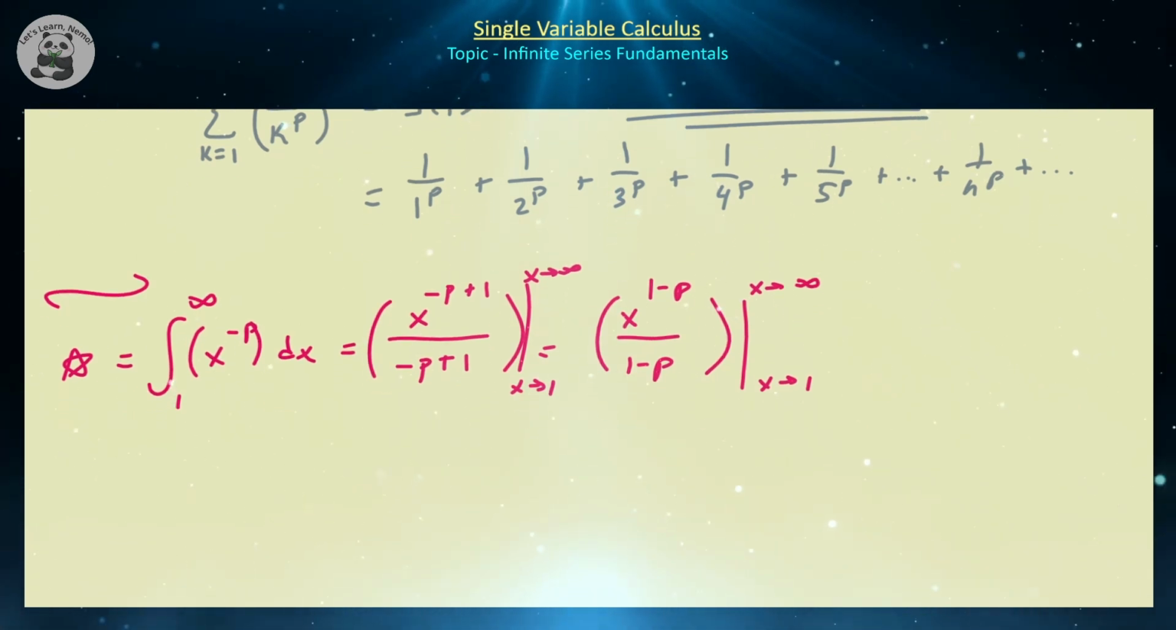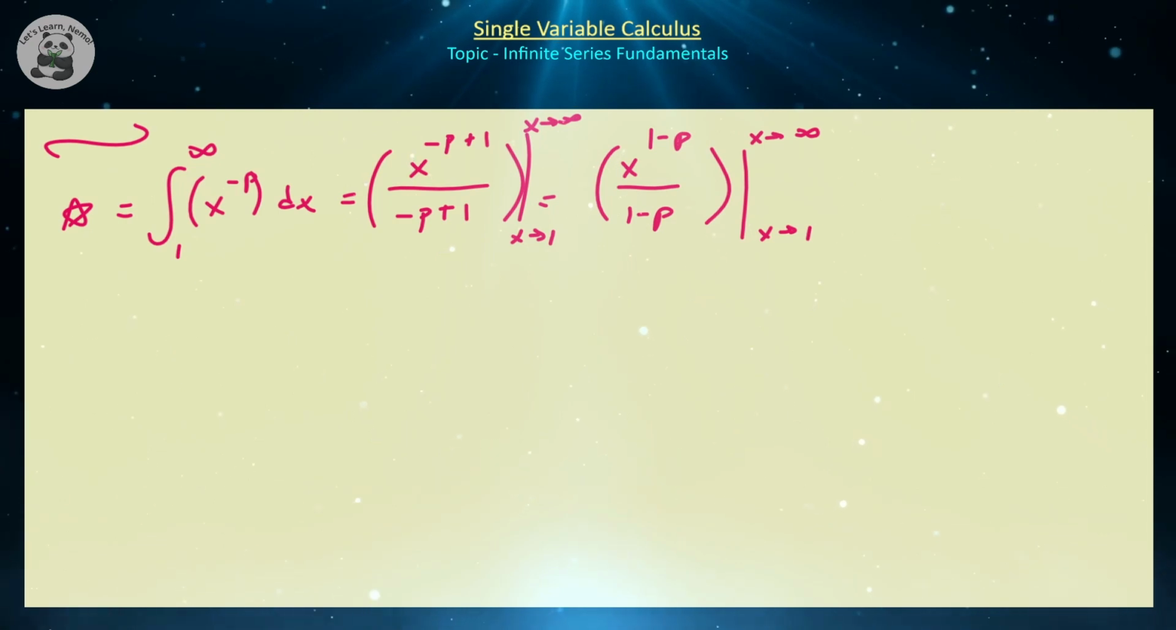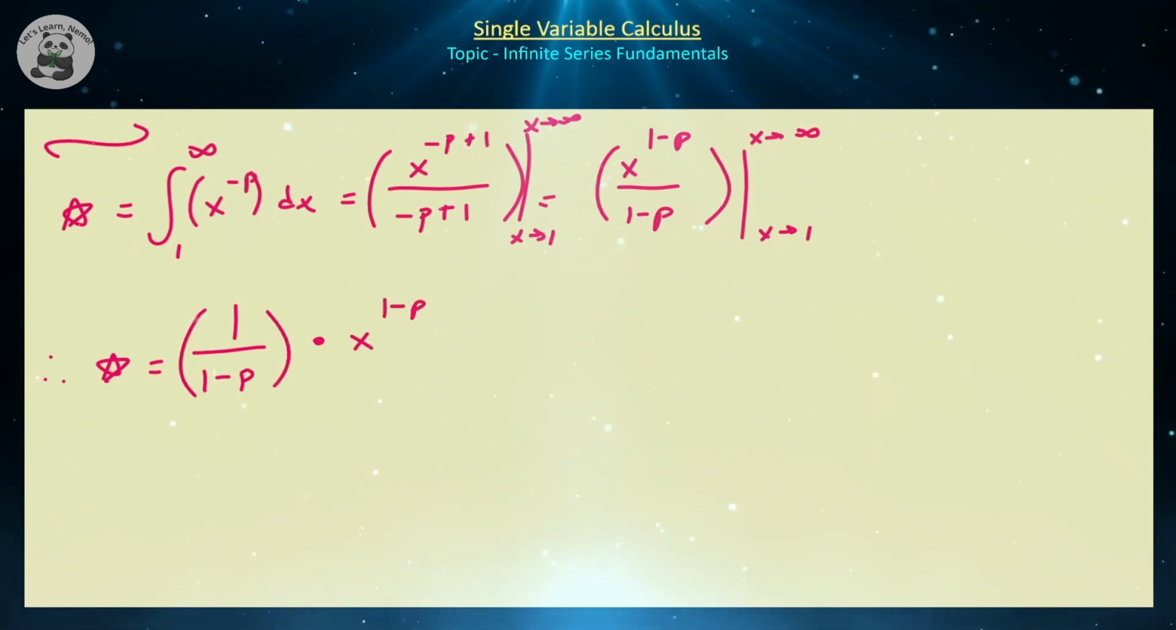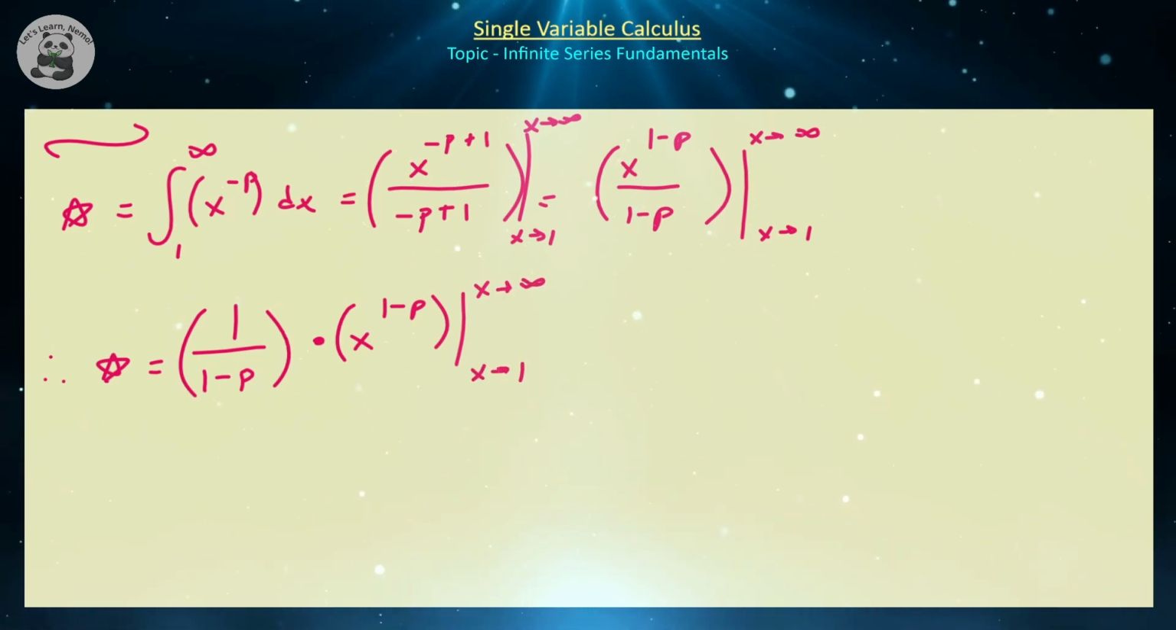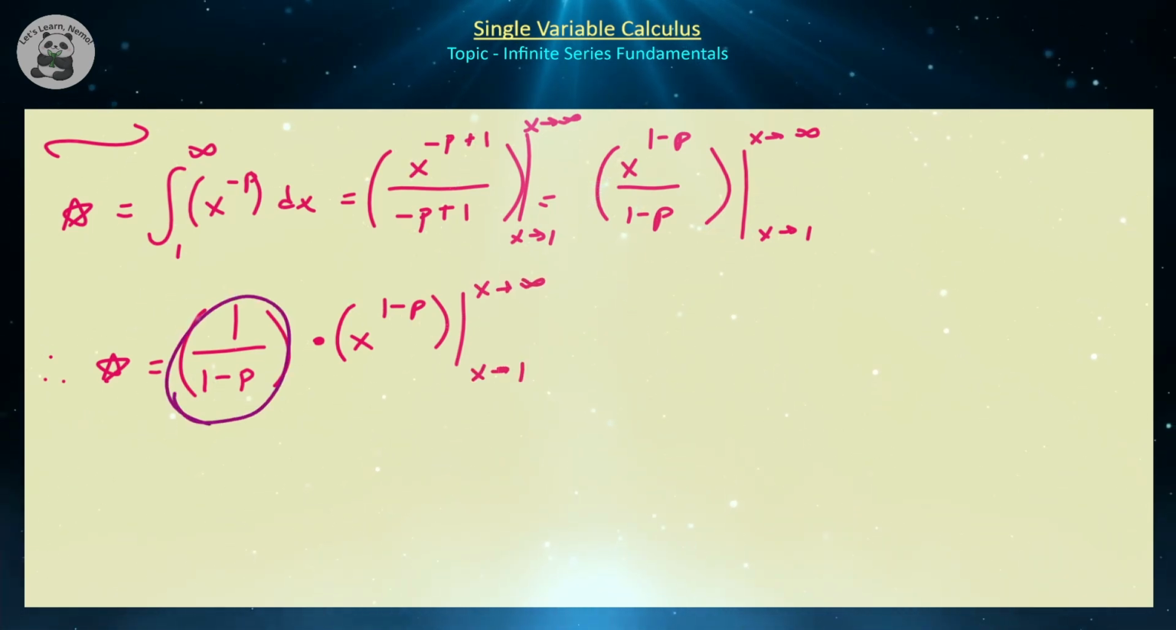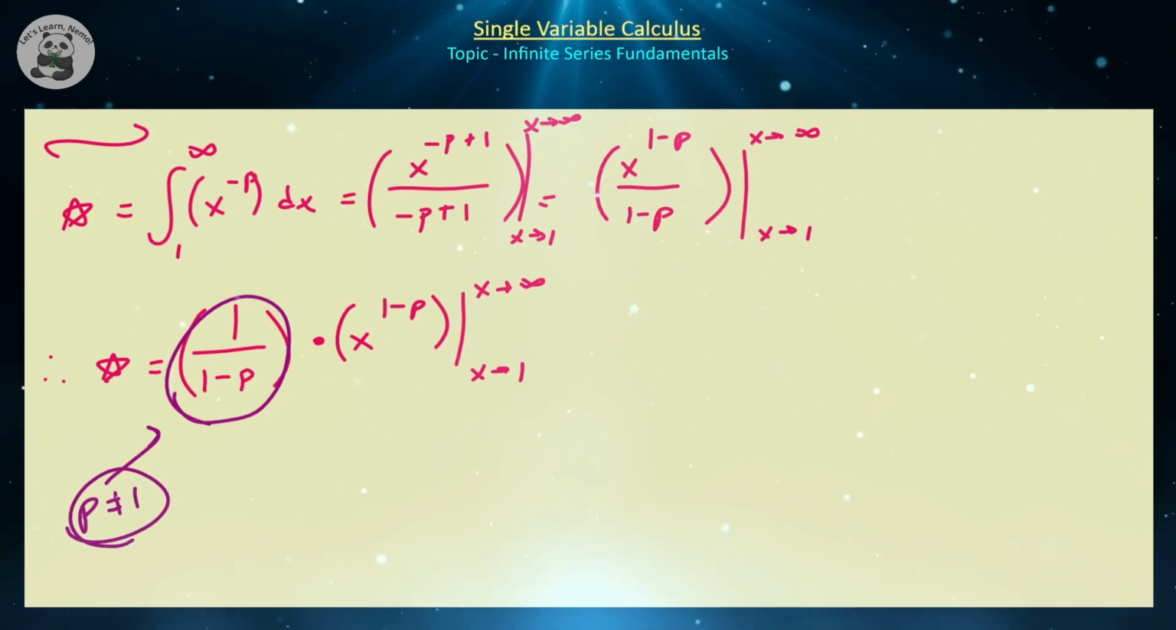So obviously that 1 minus p on the bottom can't factor out since it's a constant. So we can write our integral as 1 over 1 minus p times x to the 1 minus p, as x goes to infinity, as x goes to 1. Clearly we have an issue here, so p cannot be equal to 1. So that's the first restriction that we have.